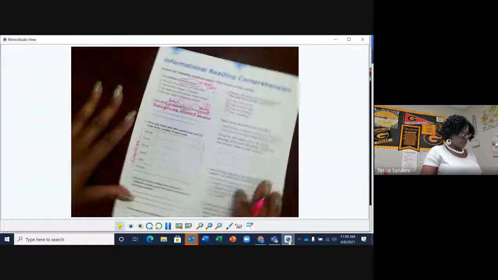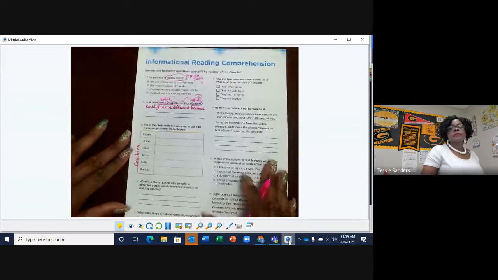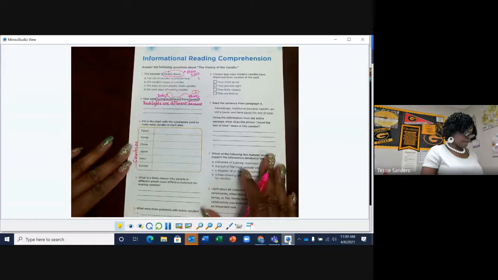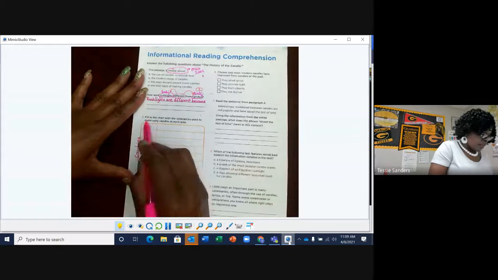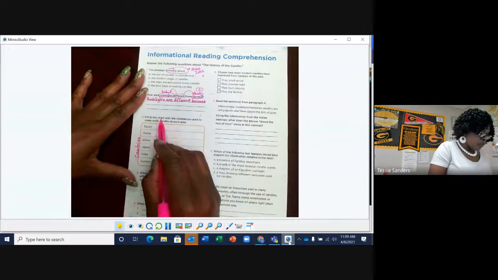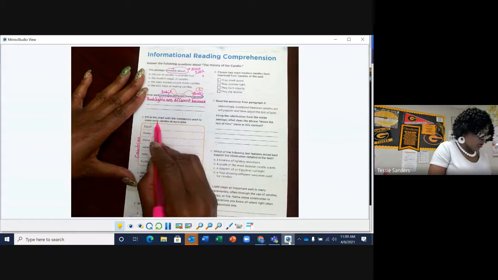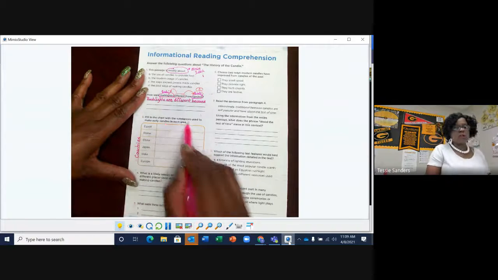Countries. These are countries, right? Read. Fill in the what? Chart with the substances used to make early candles in each area.